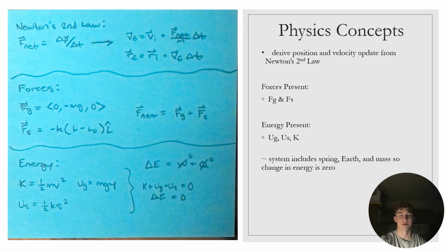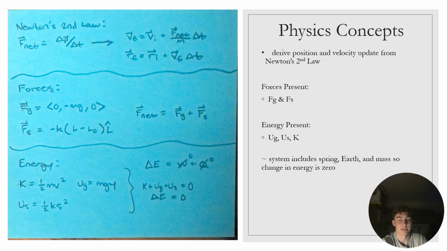As for forces in our system, we have to use the force of gravity, which is just negative mg in the y direction, and then we also need the spring force, which is negative k, the spring constant, times our current length minus the relaxed length, and then we multiply that by our L hat, which gives us our directionality. And then we can find the F net at every point for our system by adding these two together.